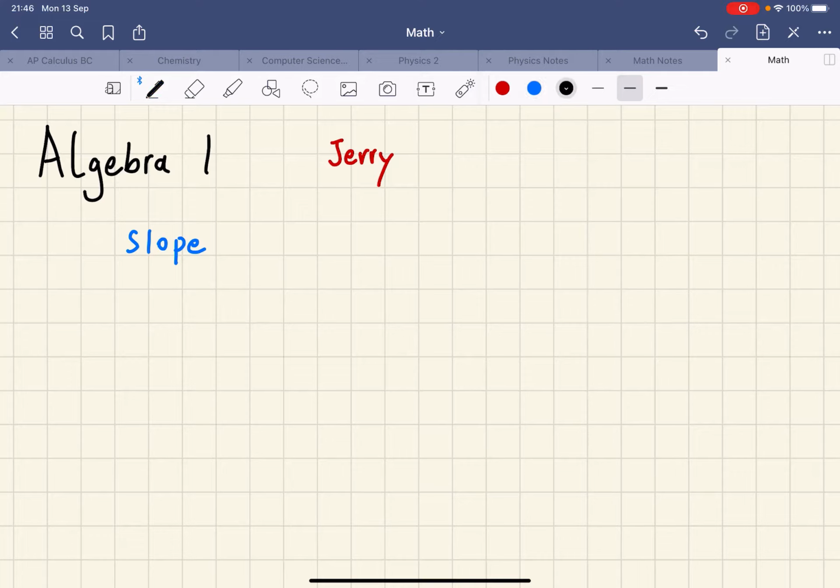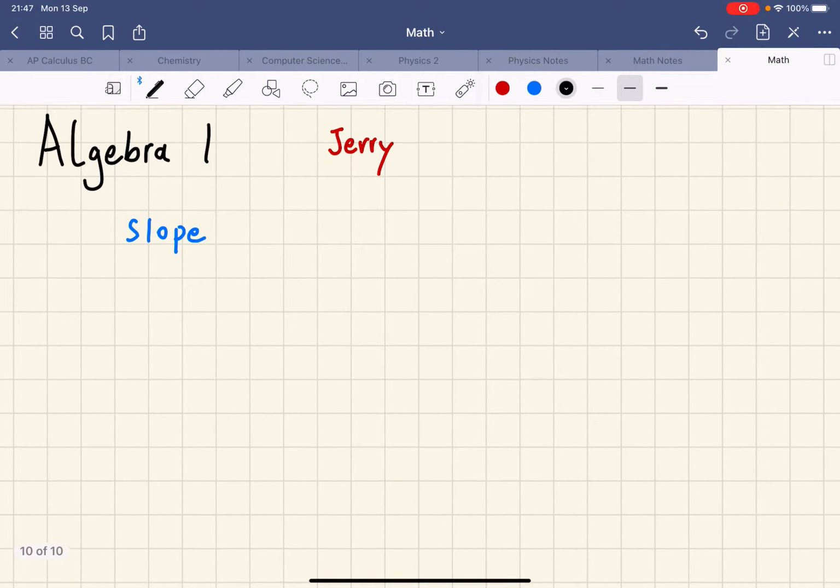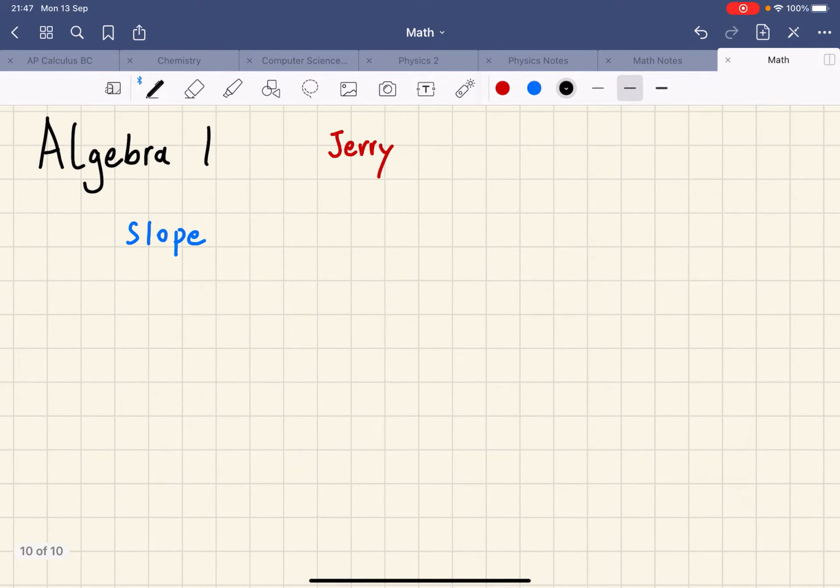So what is the slope? The slope, in simple words, is just the steepness of a line or a curve. It's just the steepness of something, right? Like the slope of a hill, how steep the hill is. And mathematically, the slope is calculated as rise over run. Rise is the change in y, and run is the change in x.